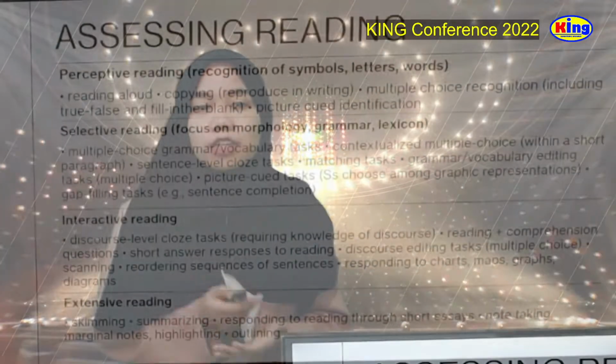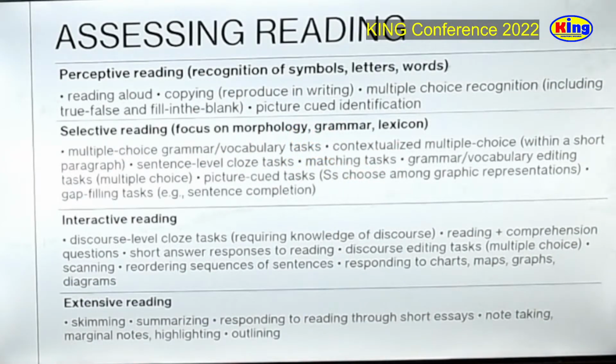There is some explanation about these points, as you may see in the reference. And then we also have assessing reading. Assessing reading here, we have some points. The first one is perceptive reading, or recognition of symbols, letters, or words. It could be done by reading aloud, copying, multiple choice recognition, and picture-cued identification. And then we have selective reading, focusing on morphology, grammar, and lexicon. It could be done by multiple choice grammar, vocabulary tasks, contextual multiple choice, sentence-level cloze tasks, and so on.